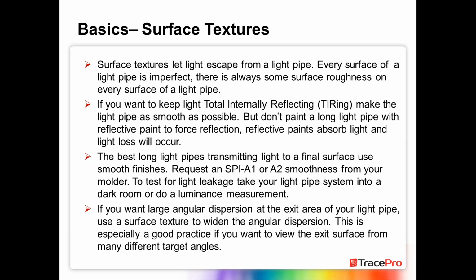So you need to specify that to them, because they're going to use their own selection if you don't specify it. And how can you test for what kind of surface finish you have? Once again, take it inside a dark room and turn it on. If you see light leaking out from all over the light pipe, you know that you've got poor smoothness on that light pipe, or you can do a luminance measurement. And once again, if you want that large angular dispersion at the exit area of your light pipe, you either have to put that into what you're doing inside the light pipe as you bring it along, or you have to put a surface texture at the end.